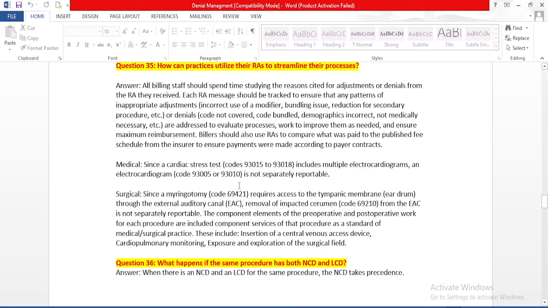Next question. How can practices utilize their RAs to streamline their process? Answer. All billing staff should spend time studying the reason cited for adjustments or denials from the RA they received. Each RA message should be tracked to ensure that any pattern of inappropriate adjustments or denials is addressed to evaluate processes, work to improve them as needed, and ensure maximum reimbursement. Billers should also use remittance advice to compare what was paid to the published fee schedule from the insurer to ensure payments were made according to payer contracts.